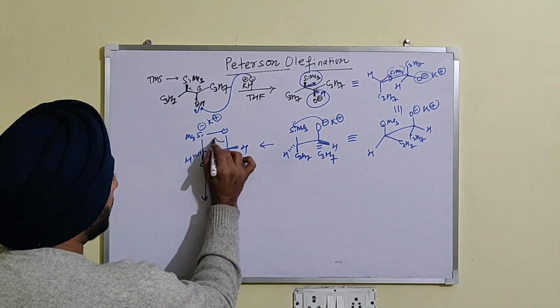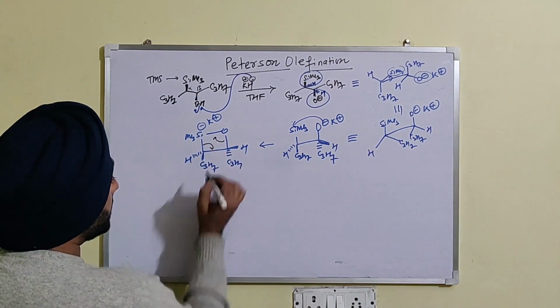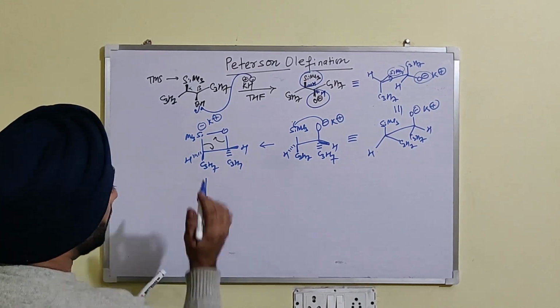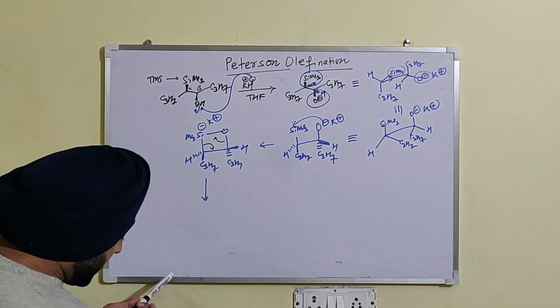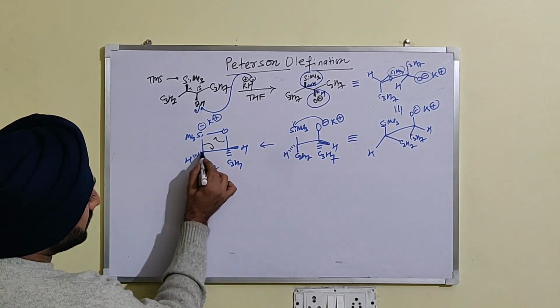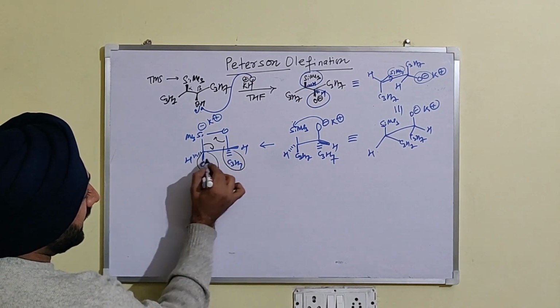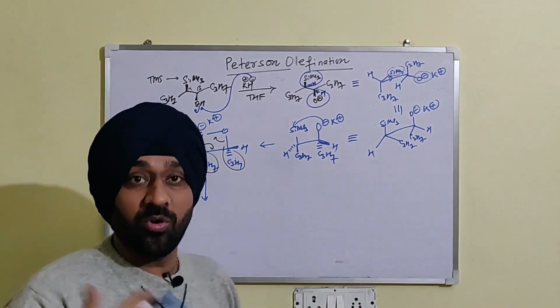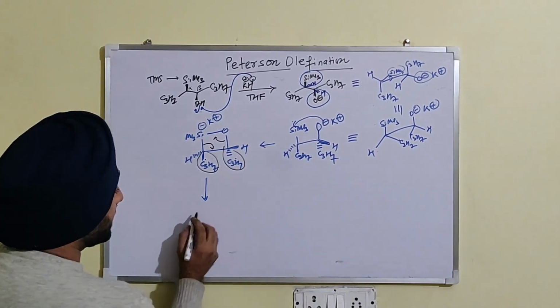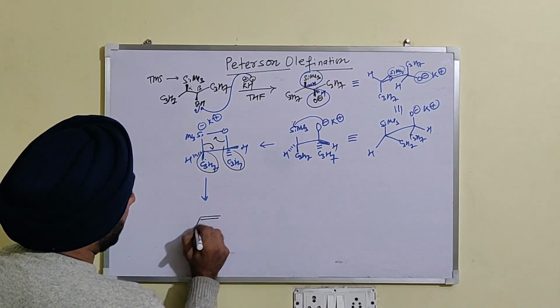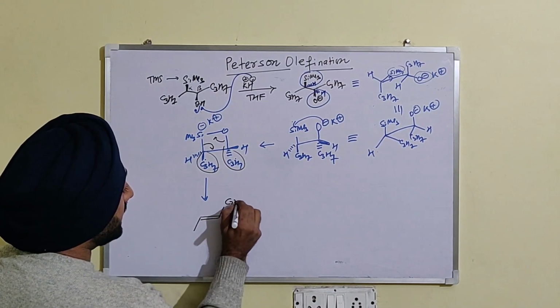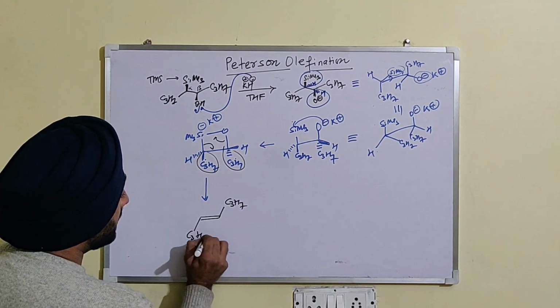The driving force is the formation of a silicon oxygen double bond here. So we can see these two C3H7 groups are trans to each other. So in the product, the olefin that will form will be trans in nature. Okay, so this is what you will end up getting, C3H7.